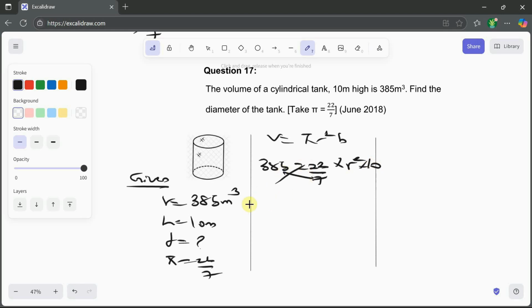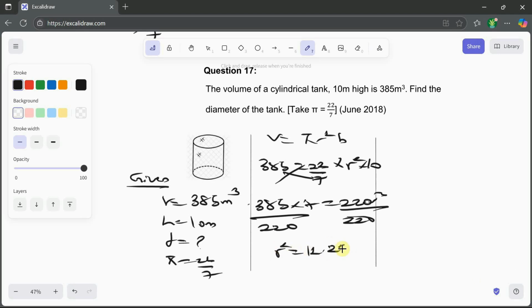So if I cross multiply, this is 385 times 7 is equal to 220 r squared. If I divide both sides by 220, so that's 385 times 7 divided by 220, that will give you 12.25. So our r squared is 12.25. So if I take the square root of both sides, the square root of 12.25 will give you 3.5. So the r is 3.5 centimeters. Okay, it's not centimeters, actually meters. So 3.5 meters.